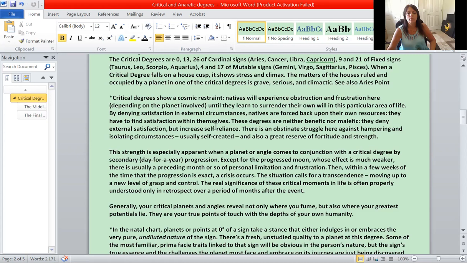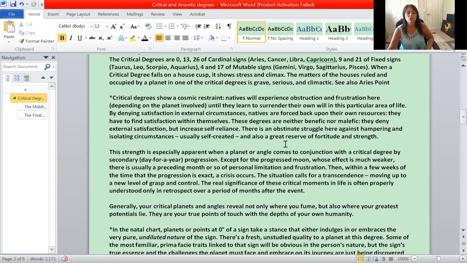These degrees are neither benefic nor malefic. They deny external satisfaction, but increase self-reliance. Let me read that again. They deny external satisfaction, but increase self-reliance. This is where it's turning somebody onto their own divinity. It's like, yes, you love that other person, but it's not all about what they do for you. You know, it's like they're turning on a certain part of you that you need to know about anyway.